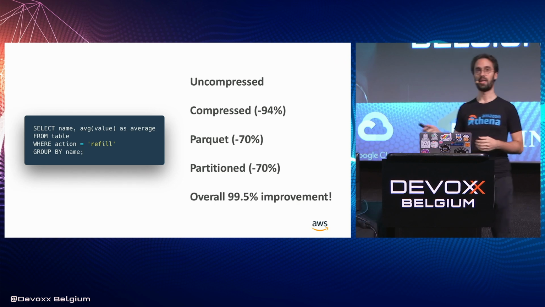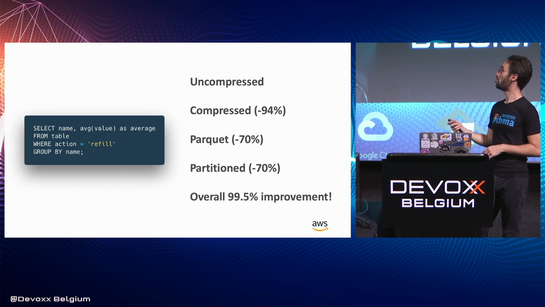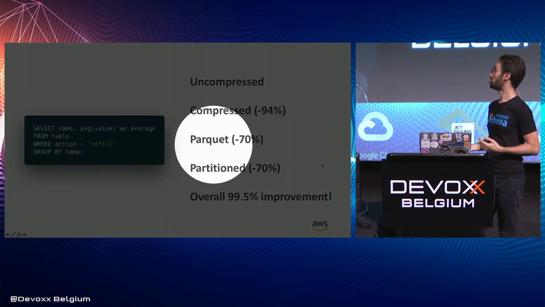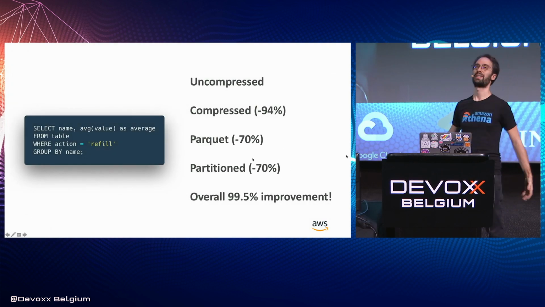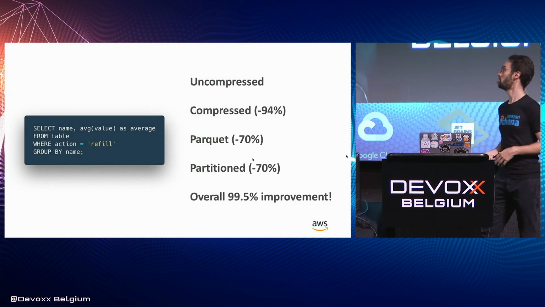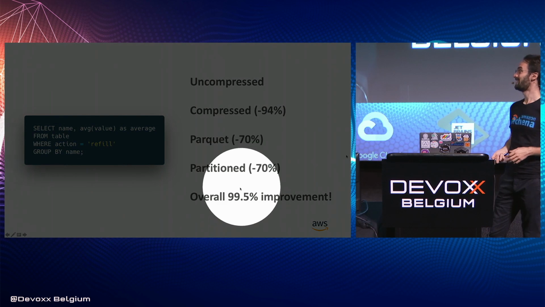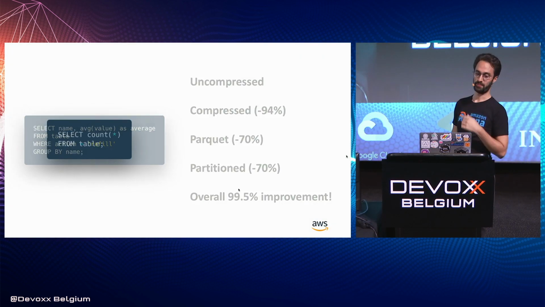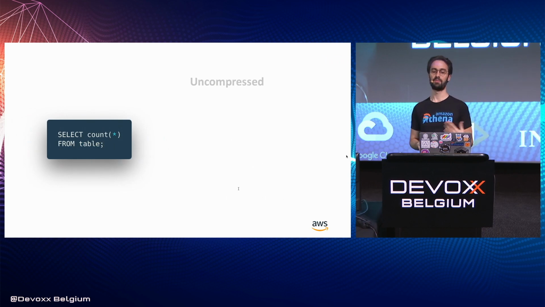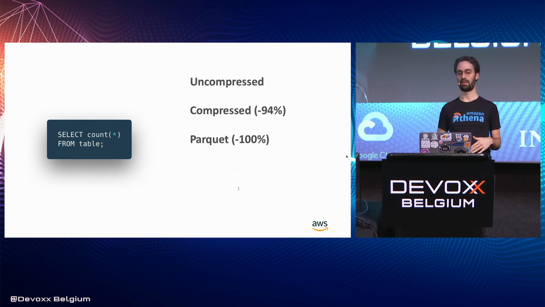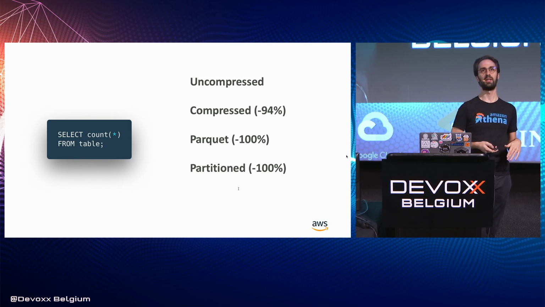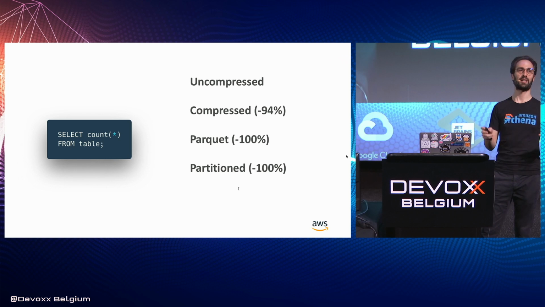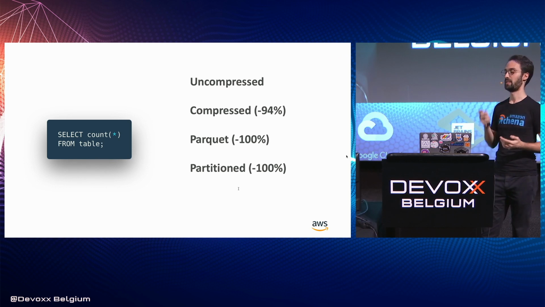Cool. So we went down another 70% with the Parquet format, and by adding partitions, I didn't show you, but we will go down another 70. Okay, so we reduced and improved for cost 99.5% down. Simple count query, very similar, 94, 100% and 100% with Parquet and partitions. So you make this kind of count queries free, basically.